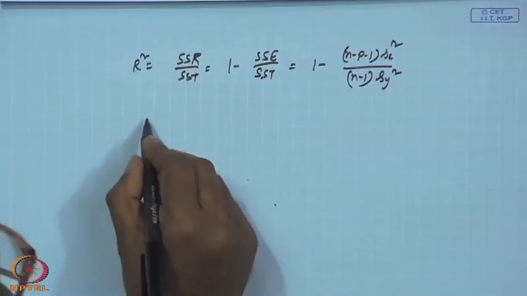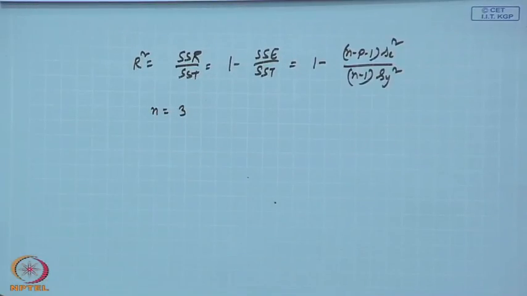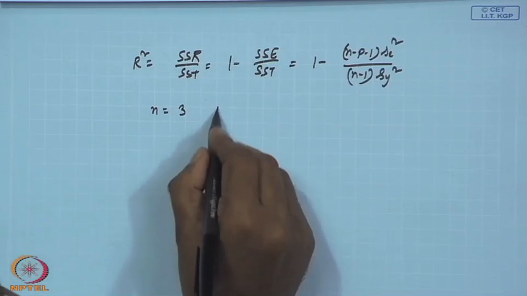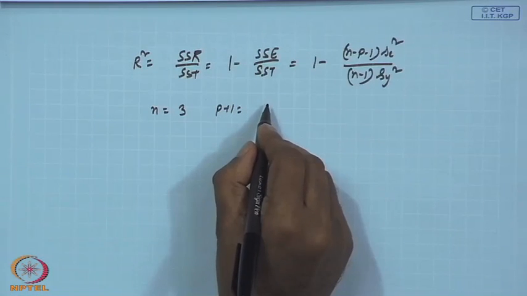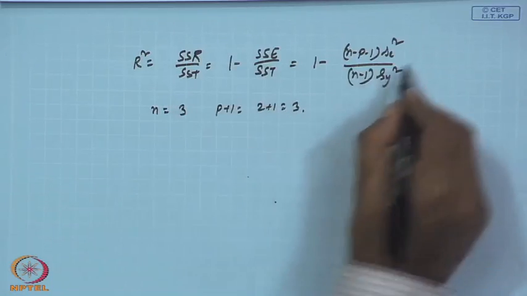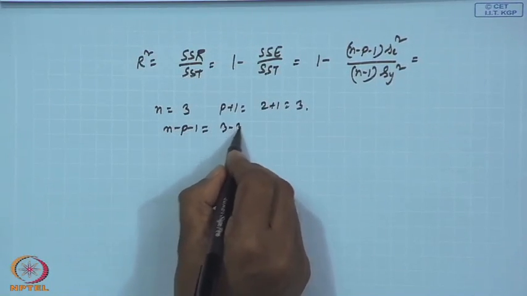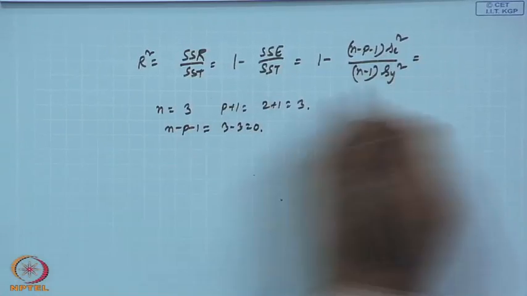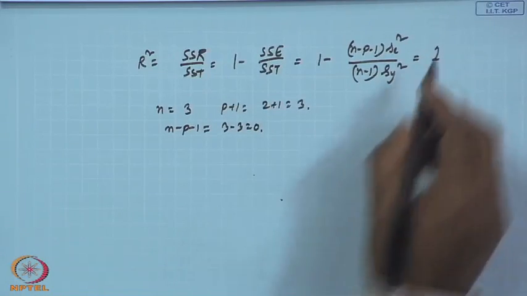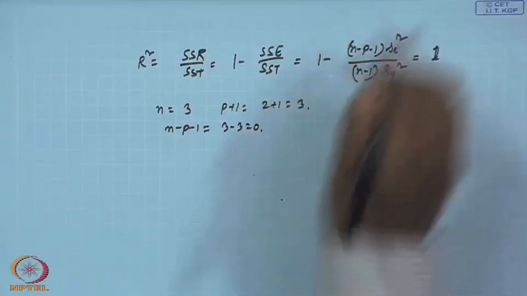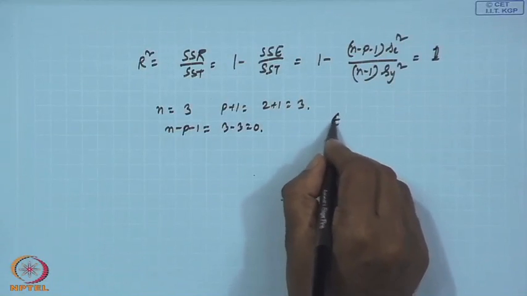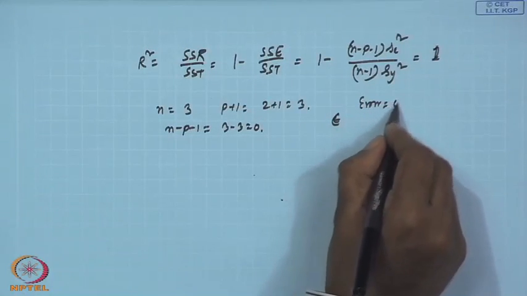Here what is happening? What is n? n is 3. We have taken 3 observations. What is p plus 1? 3. 2 plus 1, 3. So, if I put here n minus p minus 1, that is 3 minus 3, this is becoming 0. So, your r square becomes 1 when epsilon will be 0, the error will be completely 0.